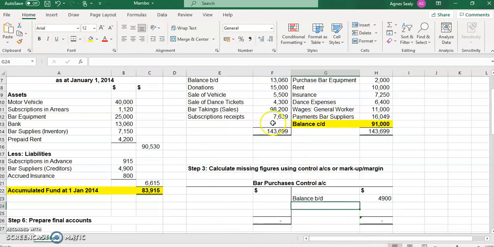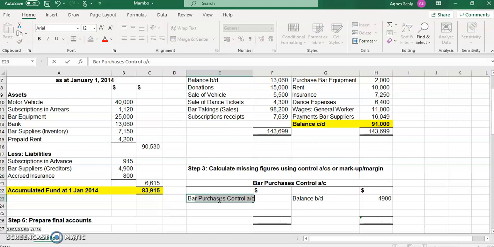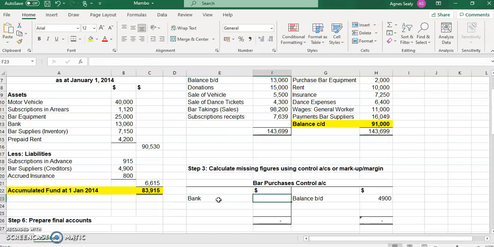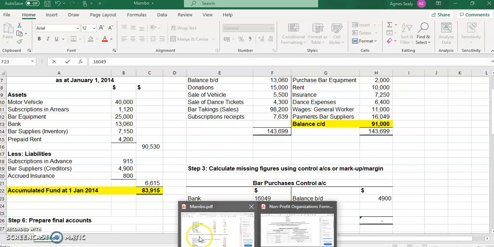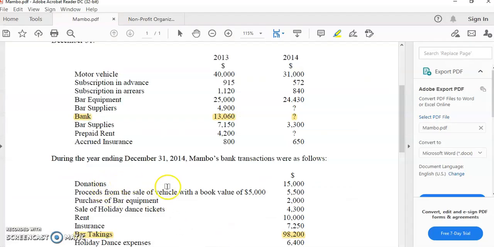We also know how much we paid the bar suppliers. We know it's right here in the receipts and payment account. Payments bar suppliers, $16,049. So we can enter that as well. And that will be called bank, because all the transactions were done through the bank account. That is $16,049.